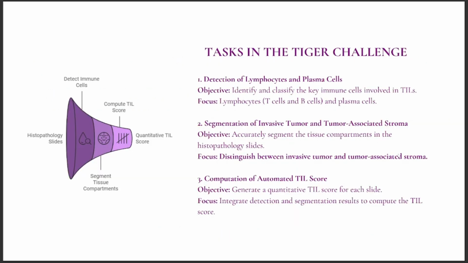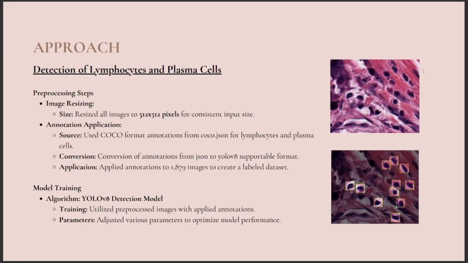Thus, there are mainly three tasks in the Tiger challenge. The first one is detection of lymphocytes that we saw earlier. The second one is the segmentation of the invasive tumor. The segmentation task in this challenge is quite challenging, as the slides that we have got are stained slides, which have various color variations due to biological, chemical, and physical processes. The third task is computing an automated TIL score, which will actually give us the prognosis of breast cancer in a given slide. So let us dive into our approach.